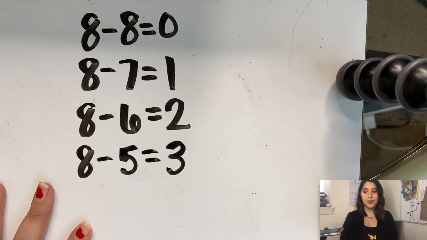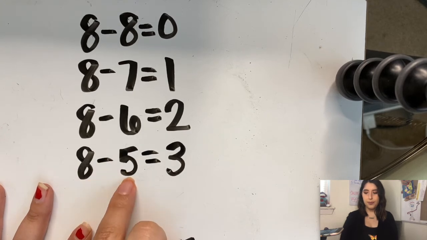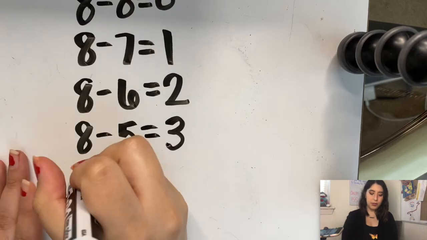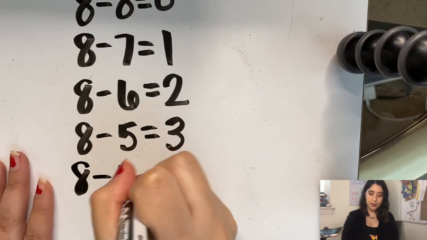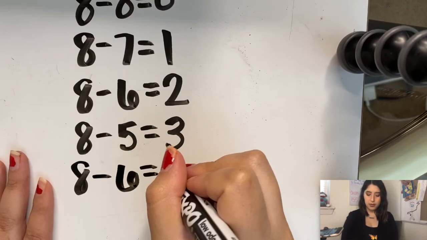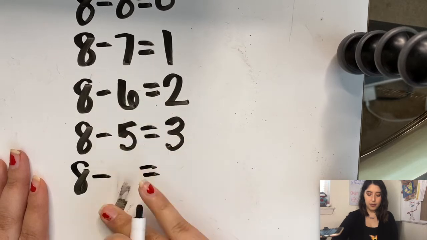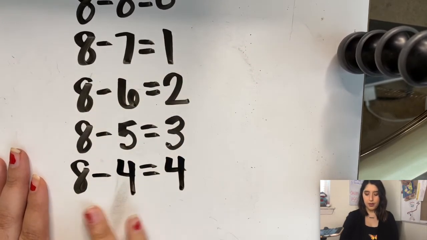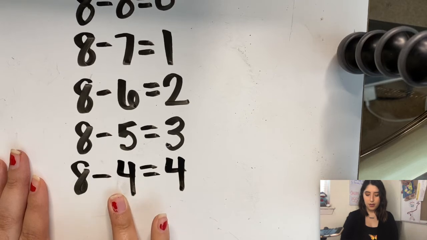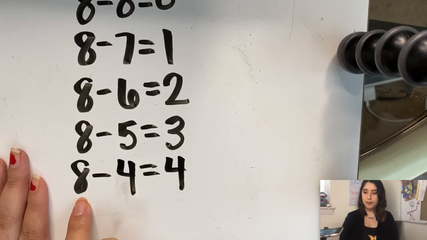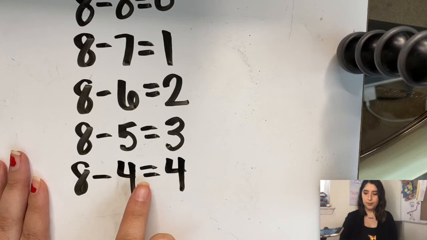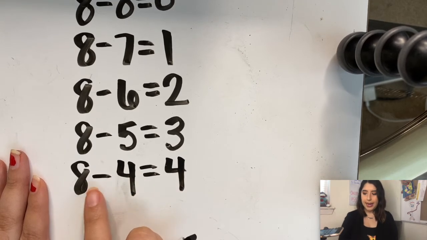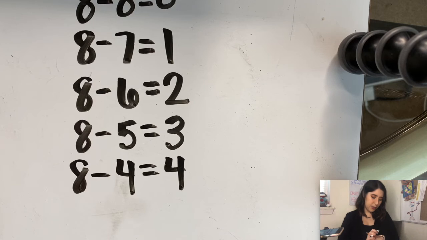Read this one to me. Ready? 8 minus 5 equals 3. I already did that one. Let's try this one. Read it to me. Very good, you did that by yourself. 8 minus 4 equals 4.